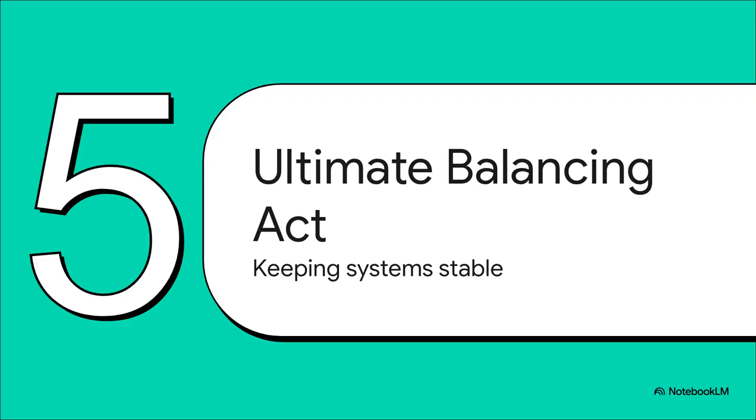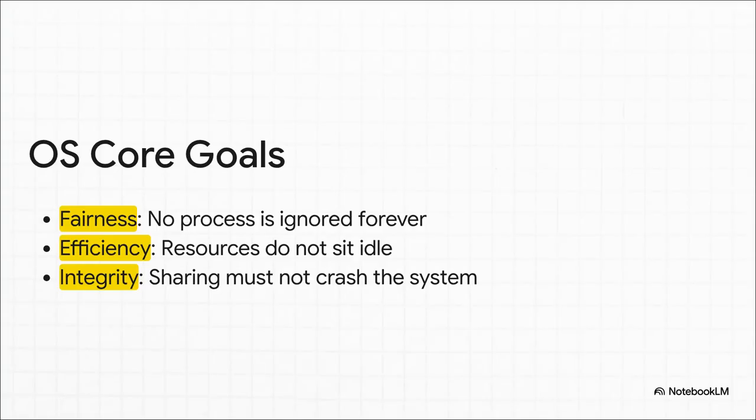Finally, Section 5, the ultimate balancing act. At the end of the day, a well-balanced system relies on 3 core goals. Fairness, ensuring no process gets completely starved or ignored forever. Efficiency, making sure your wildly expensive hardware resources don't just sit idle when there's actual work to be done. And integrity, guaranteeing that sharing memory and files doesn't corrupt your data or crash the entire system.